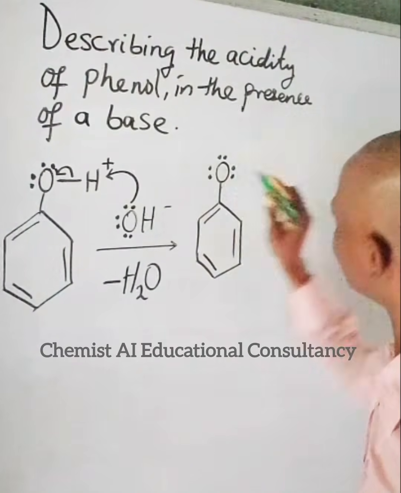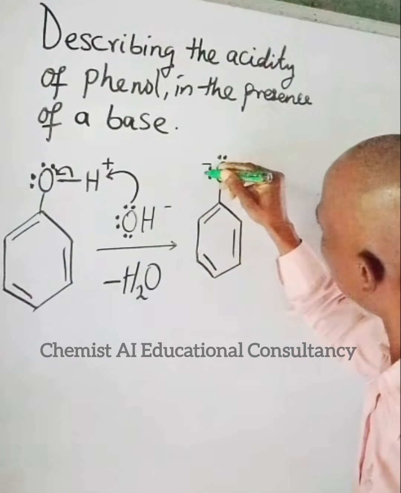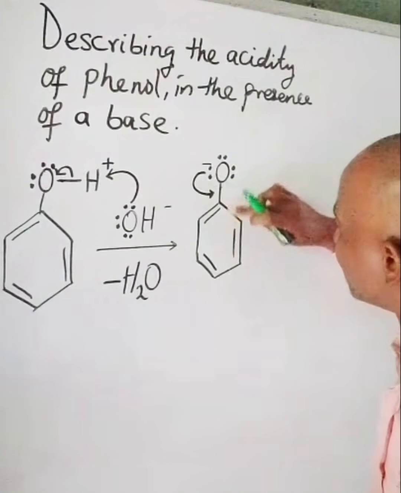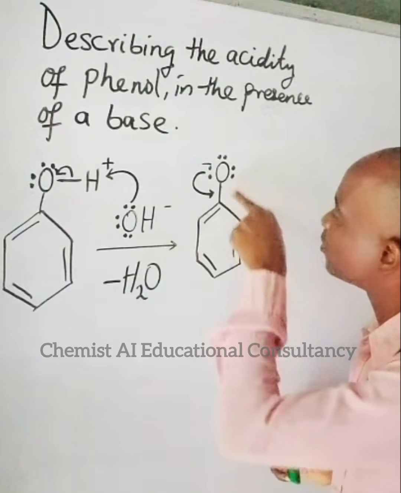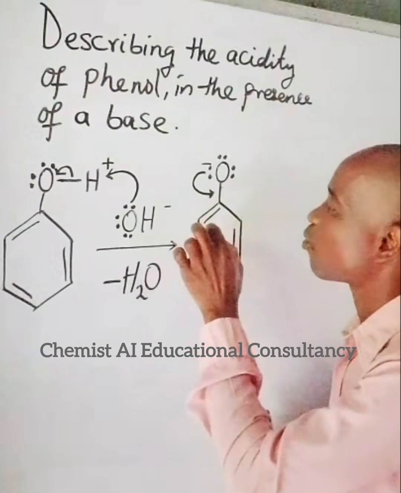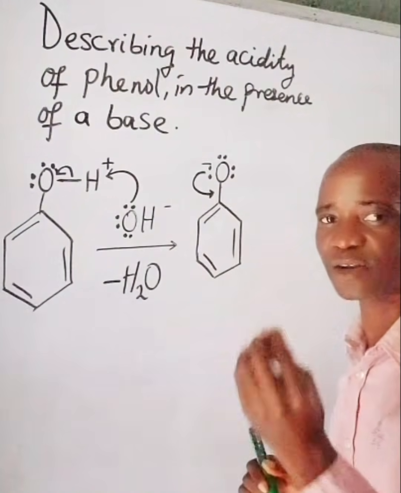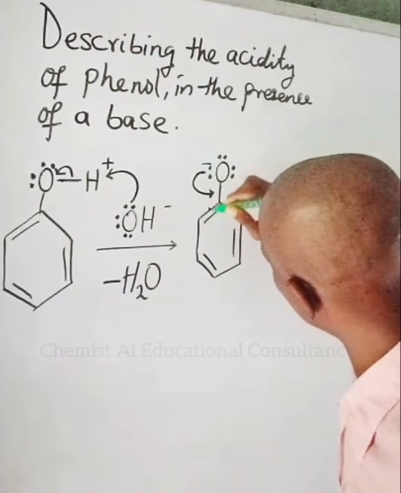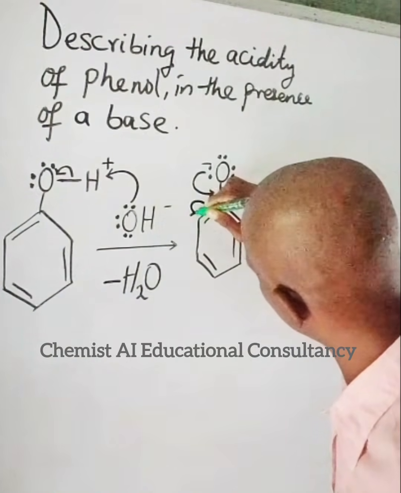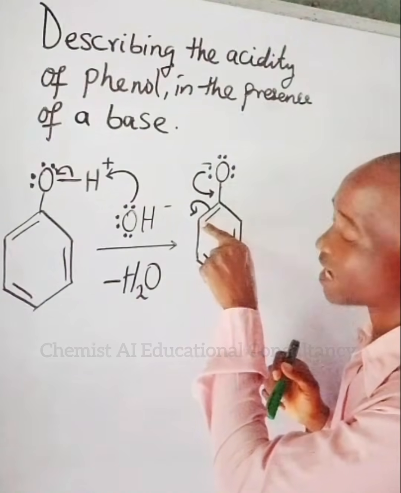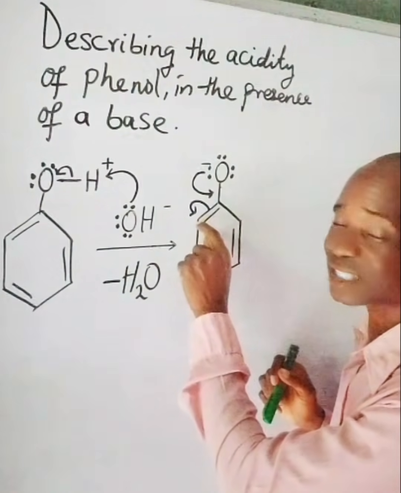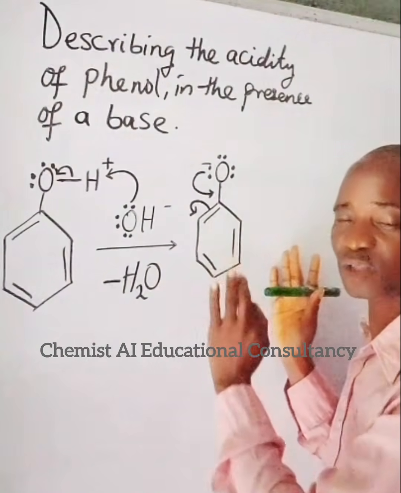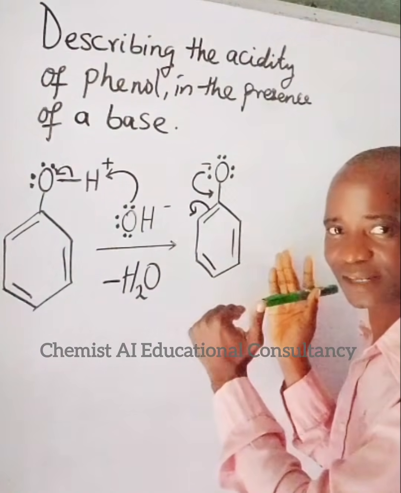Okay, let me bring the negative charge this side. Then this lone pair will move to form a double bond between oxygen and benzene ring. Creating a double bond here makes this carbon acquire 5 bonds instead of 4. And because of that, the bonded electrons, the pi electrons here, will move to this carbon. And this will create a carbanion, negatively charged carbon here. And because of that, the phenoxide ring will automatically enter resonance.